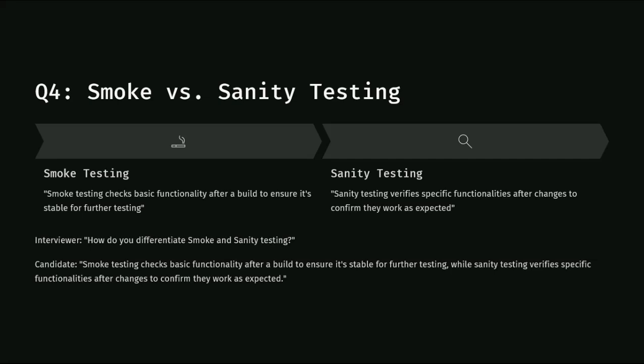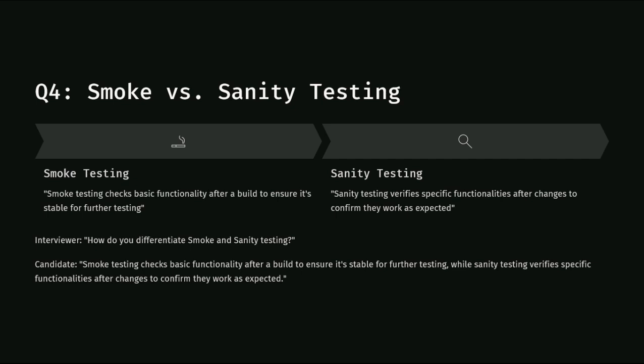Question number 4. Smoke versus sanity. So, the question in another way. Smoke testing checks basic functionality after a build to ensure it's stable for further testing, while sanity testing verifies specific functionalities after changes to confirm they work as expected.